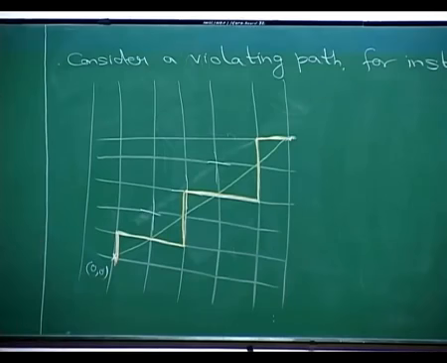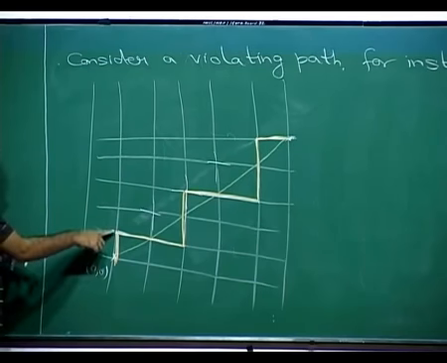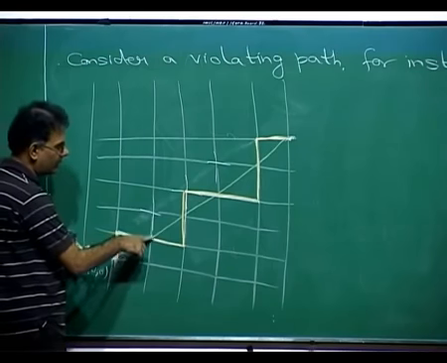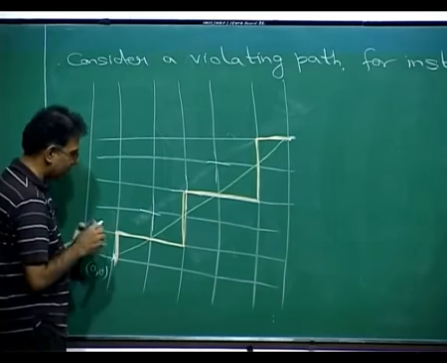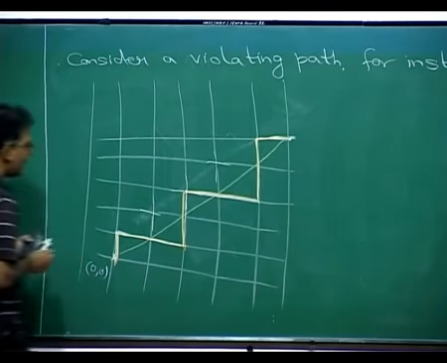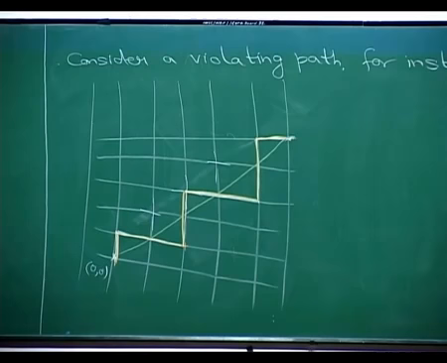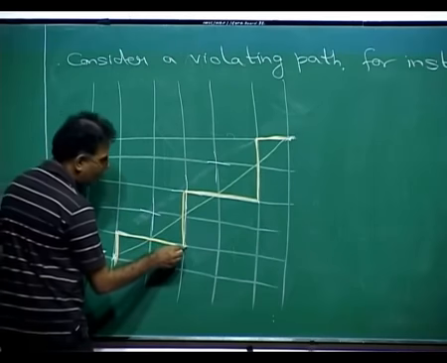Here is my path that violates the condition. So what I want to do is look at the point at which the condition is first violated. So I go along the path. This point is okay. This point is okay. But this point is not. This point has come below the diagonal. So I mark this point. And there I draw a line which is parallel to the y equals x line. So I draw this line.